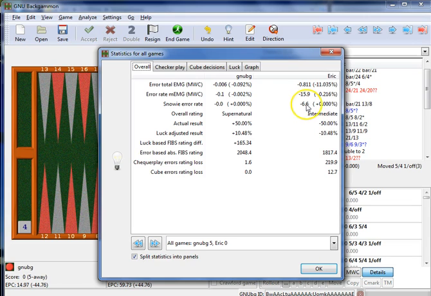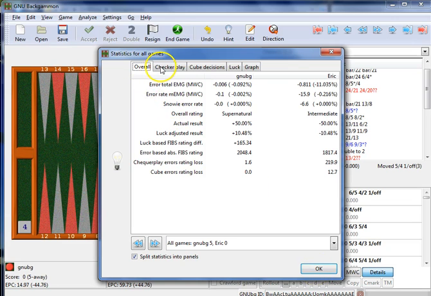It's always going to be negative, representing how much equity you lost, so you want the smallest negative number possible. World-class players can play with an XG error rate below minus 4, so like minus 3, minus 4. Translating this to an XG error rate, this might be a minus 7, minus 8, something like that. So that's how those work. You want to try to get the lowest negative error rate you can.